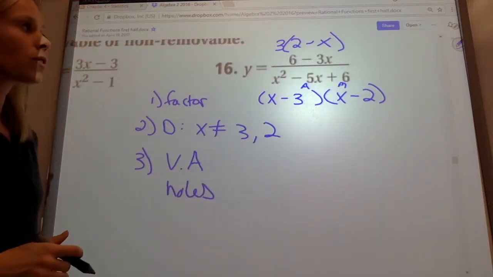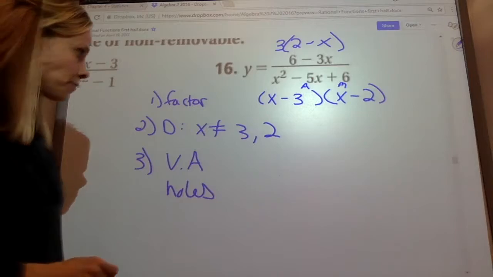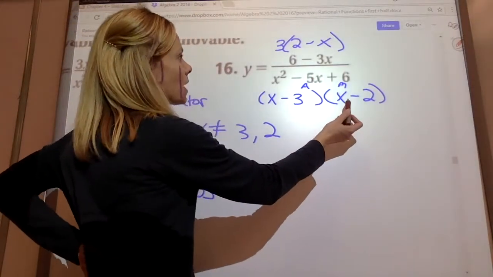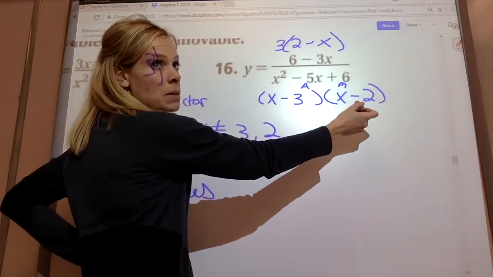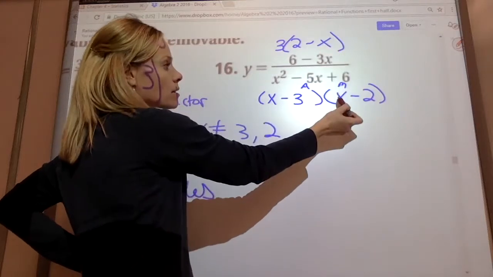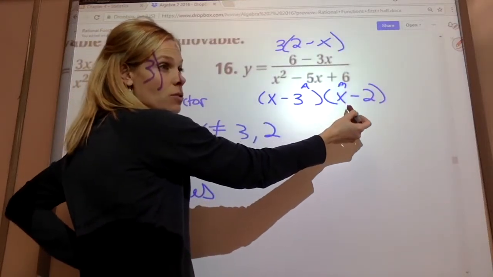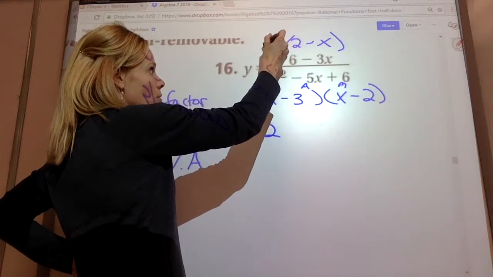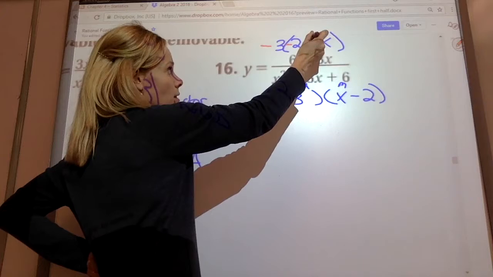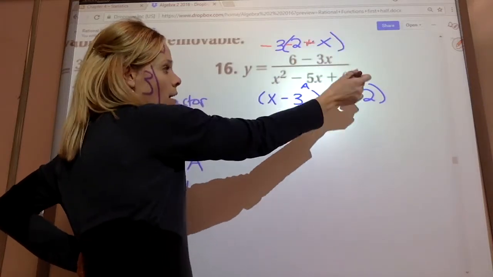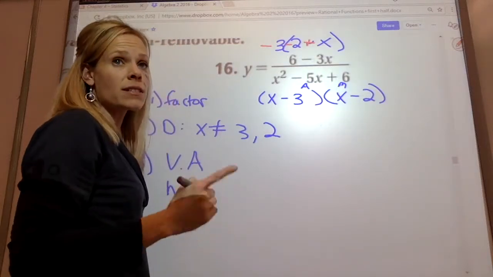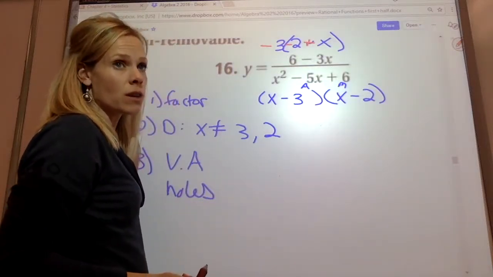Let's look for holes first. Does anything cross off? Yes. What crosses off? The x minus 2. Right now, these are exact opposite. This is a positive 2, that's a negative 2. That's a negative x, that's a positive x. So to make those the same, what we can do is factor out a negative. This is negative, and then this becomes positive. Now they match, and I can cross them off. So whenever you have binomials that are exact opposite, you can make them the same to cross off.